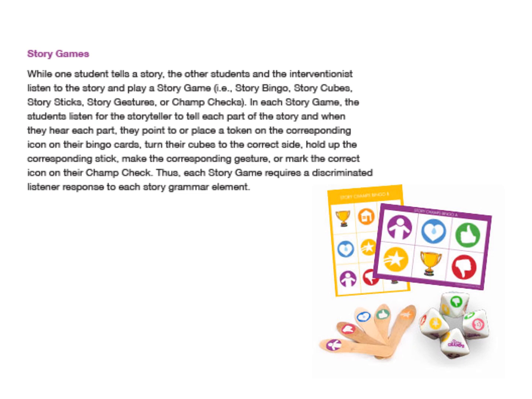And to play the story game, the children listen to the storyteller tell each part of the story. And when they hear that part, they point to the icon on the bingo, or they could place a token on that particular piece on the bingo card. Or they would turn the cube to that side so it's showing up. So the part that has the character icon on it would be showing, indicating that the child understood what the child was telling. They could also hold up the stick that goes to it.